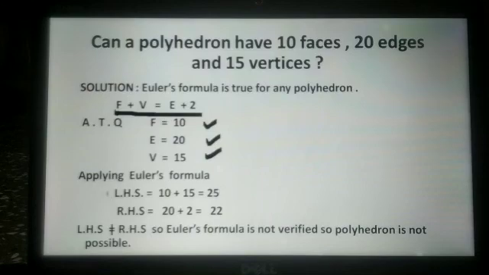So left hand side, that is F plus V, we have to put the values 10 plus 15, it is equals to 25, and right hand side, that is E plus 2, 20 plus 2 is equal to 22. So here we can see left hand side is not equals to right hand side, so Euler formula is not verified, so this polyhedron is not possible.